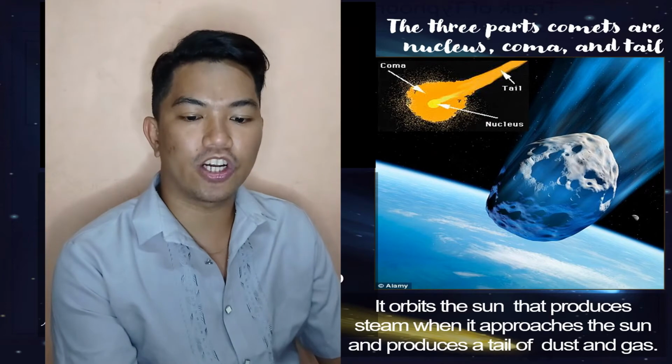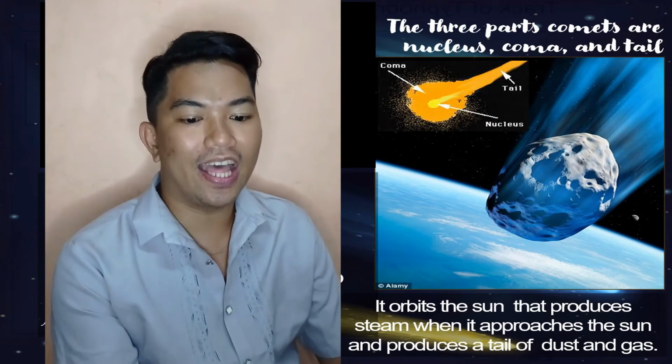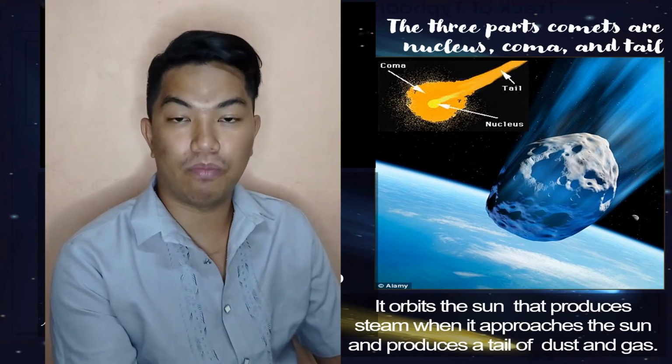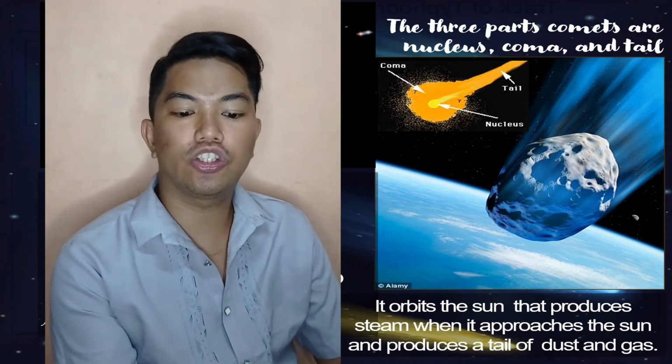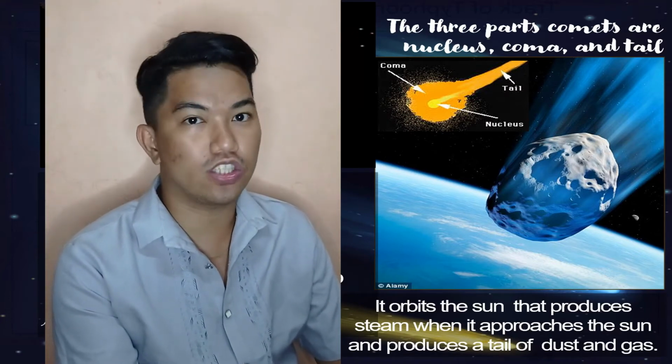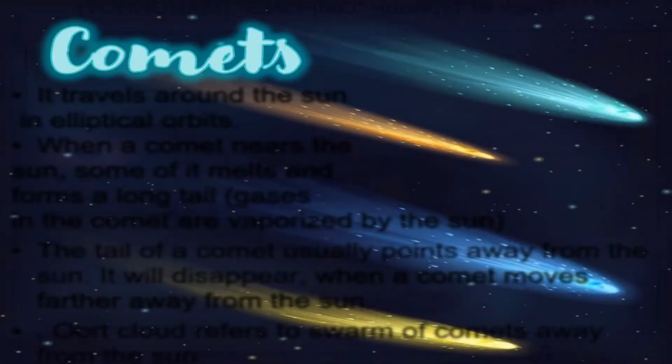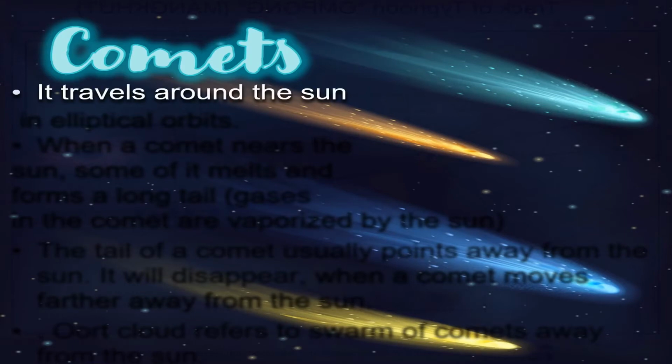Comets are composed of dust particles and rock mixed with frozen water, methane, and ammonia. Comets are considered to be like a large, dirty snowball. Here is the most important thing about comets: they travel around the sun in elliptical orbits.